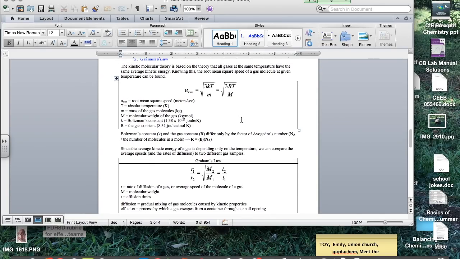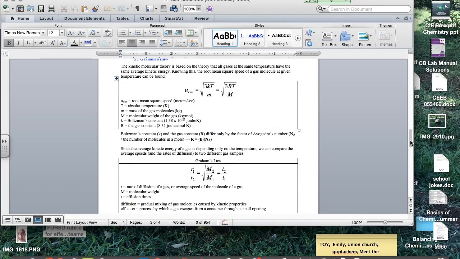Graham's law of effusion says that the ratio of rates of effusion of two gases is equal to the square root of the inverse of their molar masses, and equal to t2 over t1, the time taken to diffuse. Then there is average speed, or URMS speed, that's equal to the square root of 3RT over M. This is where M is in kilograms. Remember that.